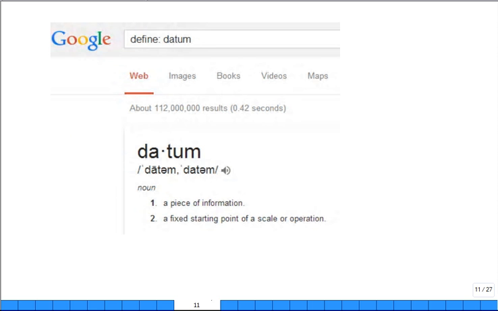What is datum? I just used that word a couple of times already. You just Google it and find the definition. It's the fixed starting point of a scale or an operation. That's what datum means. If you didn't learn anything today, here's your chance. Datum. Nice fancy word.